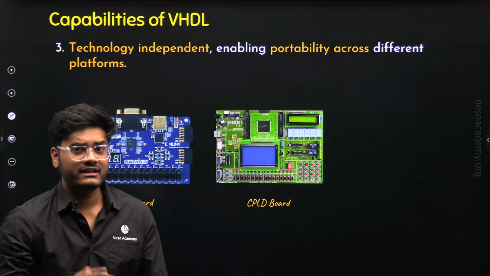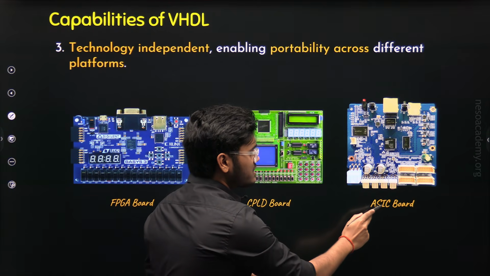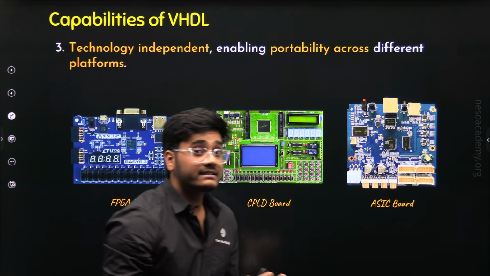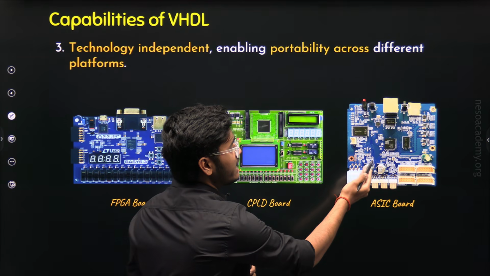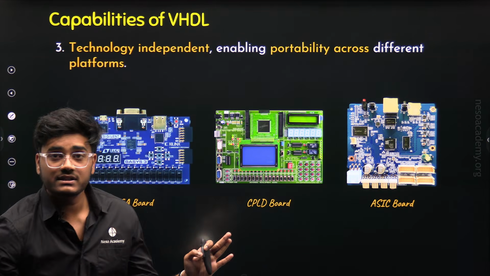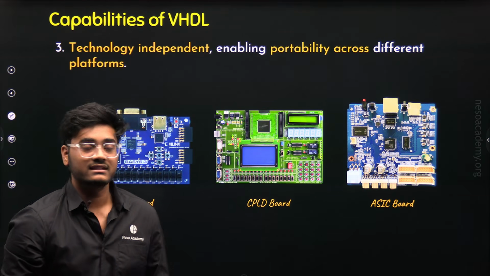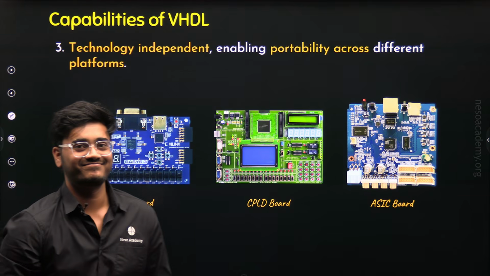We can also implement the same design in an ASIC board, Application Specific Integrated Circuit. As the name suggests, it is a task-specific board. For example, we have the Bitmain Antminer board. Using this board, we can mine bitcoins. Now, this point explains that VHDL designs are portable and reusable.